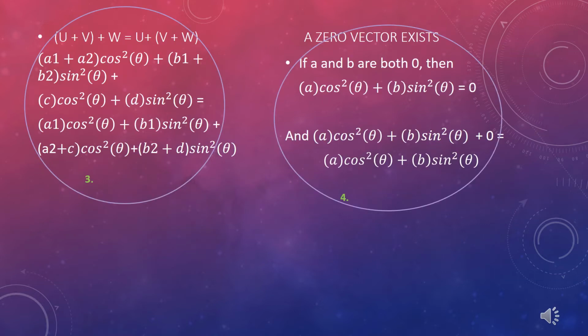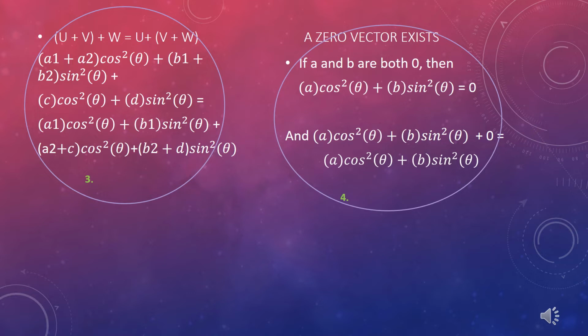If you take objects of the form that we've been talking about and you associate two together and then you add a third, you'll get the same overall result as if you added the second two and then added the first one. So the associative property of addition holds true for expressions of this form, a scalar times cosine squared plus a scalar times sine squared.